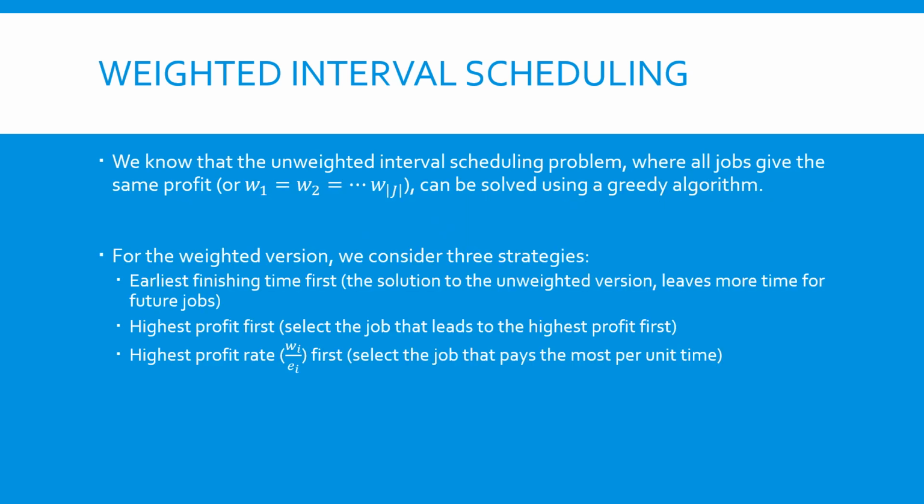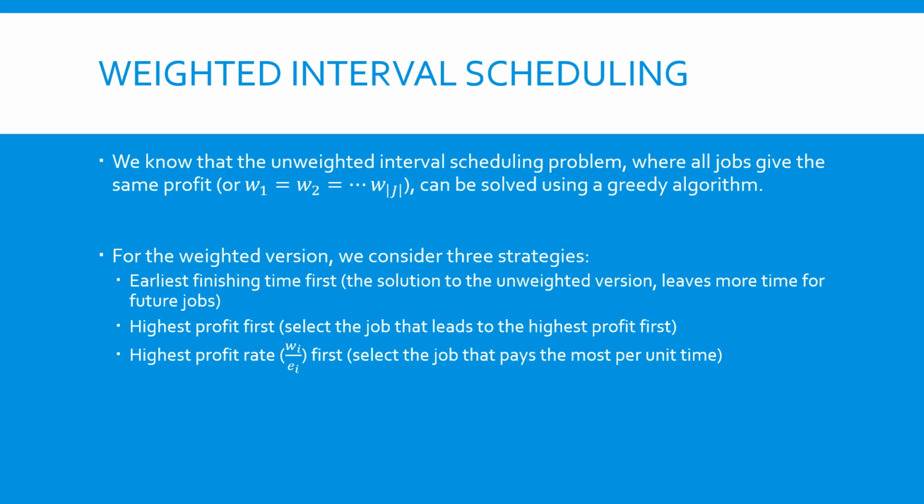In the unweighted version of this problem, where all jobs yield the same profit, a greedy algorithm can provide an effective solution. The greedy algorithm progressively schedules the job that ends the earliest. The intuition behind this is to maximize the remaining time for other jobs to run.